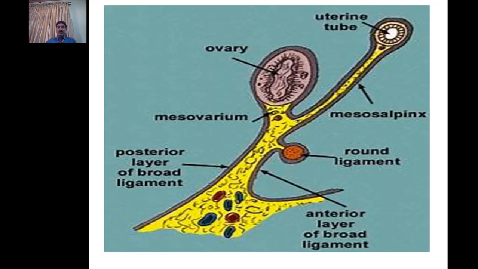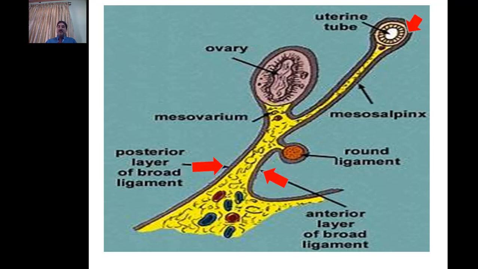Broad ligament is basically a double-layered fold of the peritoneum which encloses uterus and associated structures between its layers. It has got an anterior layer and a posterior layer, inferior margin and superior margin. Inferior margin is fixed, superior margin is free. Between the anterior and the posterior layers, there is a lot of connective tissue. Now if we see on the broad ligament, it has got an anterior layer and a posterior layer.